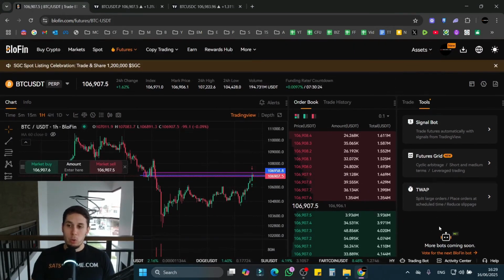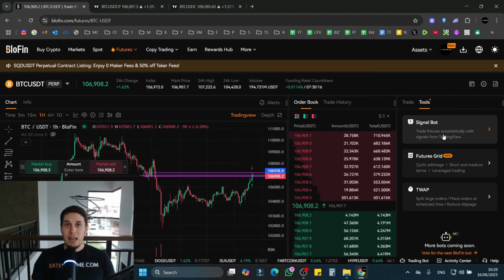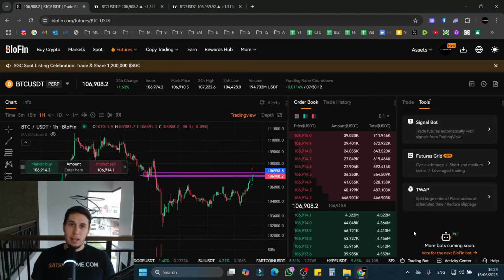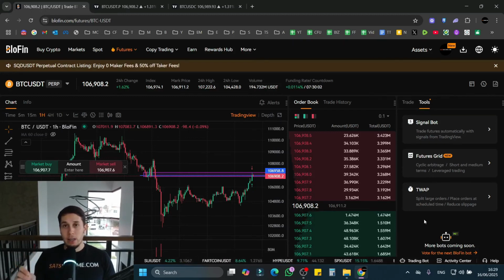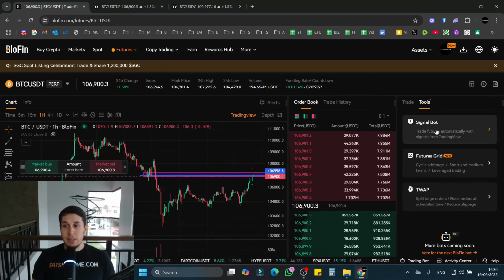So I'm going to be honest with you guys. I'm not really interested in the futures grid or these ones. I only care about the signal bots. Over the years, I've tested all sorts of different bots provided by exchanges, provided by platforms like Commas, and I found out that none of these bots really work over the long term. The only type of bots that I found out are working over the long term are the signal bots. So I'm only interested in the signal bots.